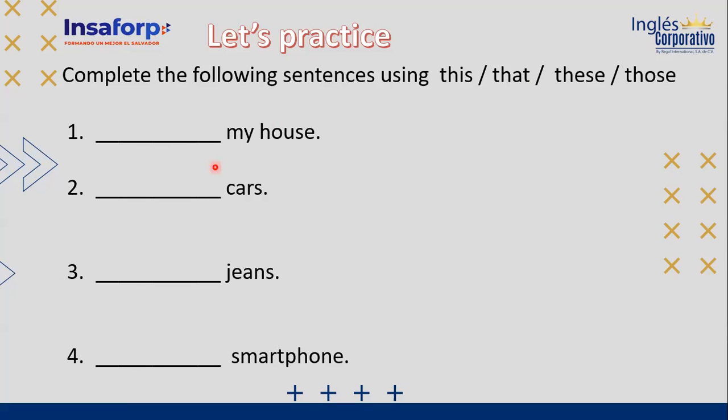Which is the easiest to pronounce? Esa es mi casa. That my house. Okay. Let me write the answer. You say that. That's my house. What about this one? Estos son mis carros.